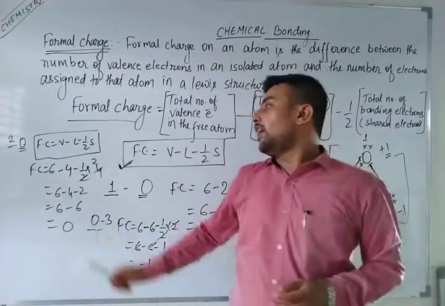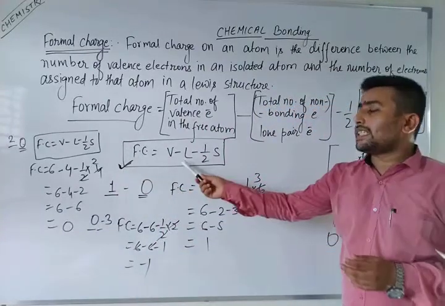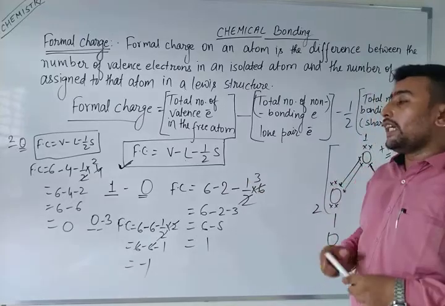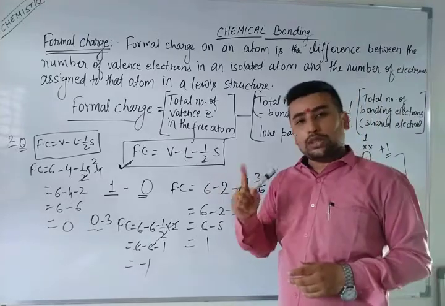In this way you can calculate the formal charge of any atom or molecule. Remember the formula: formal charge is equal to valence electrons minus lone pair electrons minus half into shared pair electrons. In the lone pair electrons, 1 lone pair means 2 electrons.